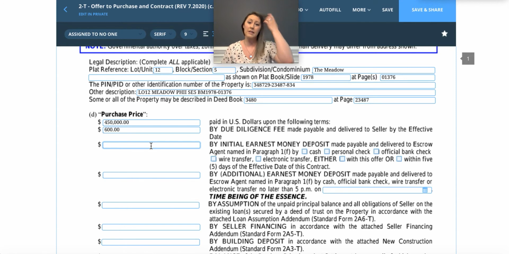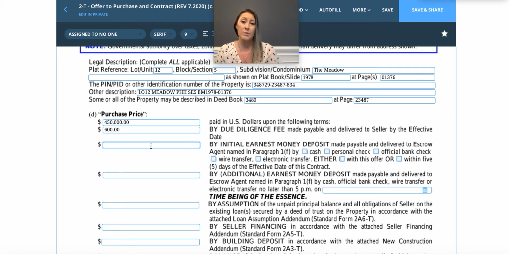Earnest money deposit, that's about 1% of the sale price of the property. Earnest money is what you will almost always get back, unless it's literally the day before closing and your buyer backs out of the sale of the house, something fell through. Earnest money you normally will always get back.